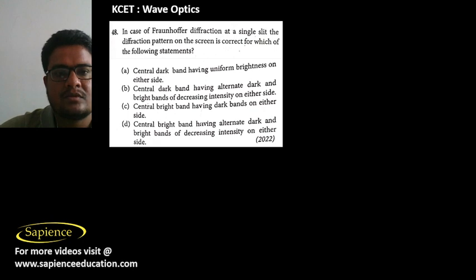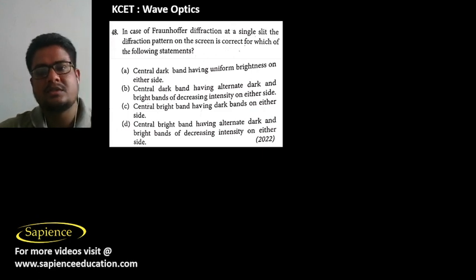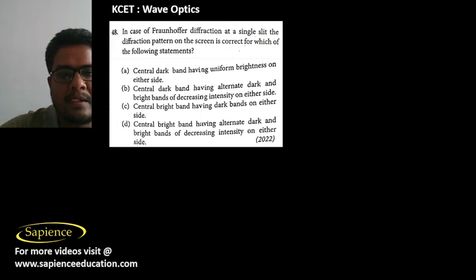Central dark fringe having uniform brightness on either side. Central dark fringe having alternate dark and bright bands of decreasing intensity on either side. Central bright fringe having dark bands on either side. The central bright band having alternate dark and bright bands of decreasing intensity on either side. Okay, so option D is the correct answer.